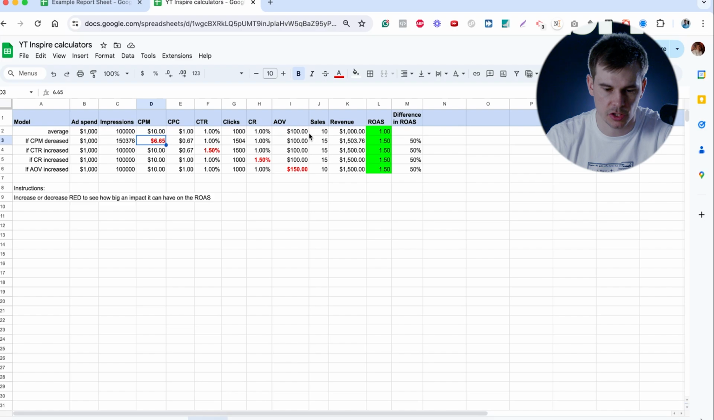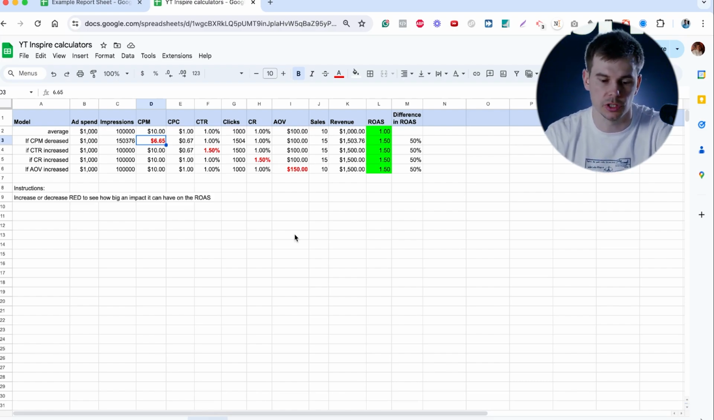So based on these averages, what do you think is the easiest? Get your CPMs lower to $4, increase your click-through rate, increase your conversion rate, or increase your AOV. When you analyze it like that, it becomes clear what you need to fix.